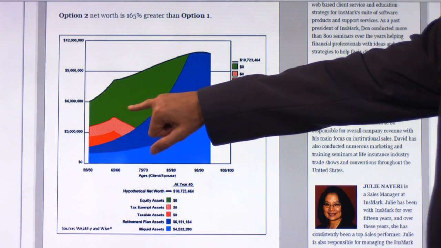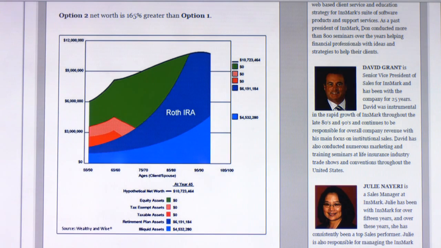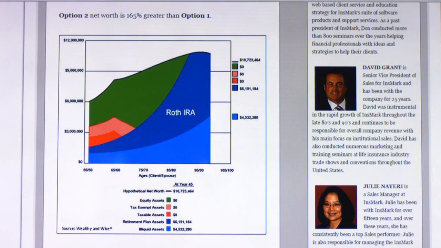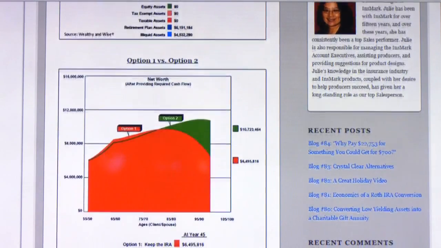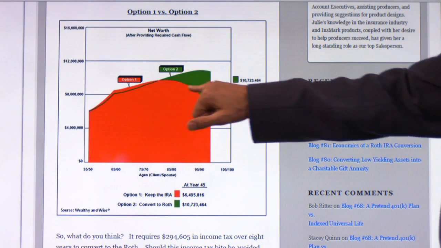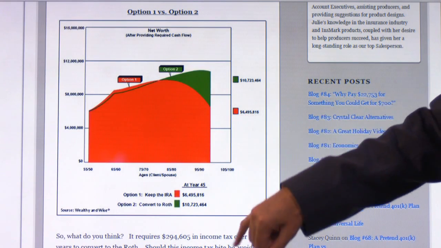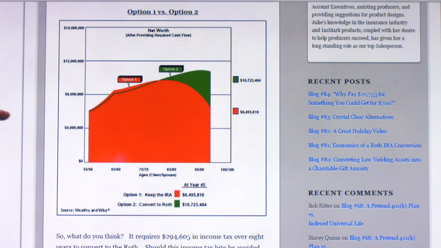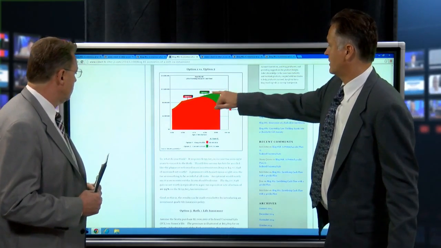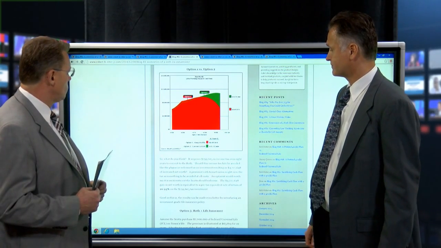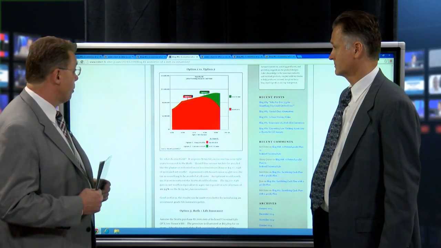As you can see, if we convert the IRA to the Roth over that 8-year period, we end up with a $10 million net worth. And just to compare the IRA versus the Roth conversion, with the IRA, you end up with $6.5 million in net worth. With the Roth conversion, net of the tax that you have to pay, you end up with $10 million out at age 100. Wow, that's huge, actually, when you think about the spread on that.